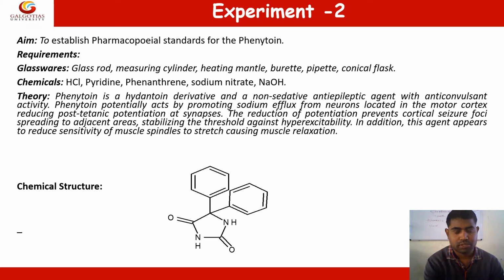Once again, let's start with the experimental aim: to establish pharmacopoeial standard for phenytoin, and what are the requirements that you require to do this experiment. The glassware requirements are glass rod, measuring cylinder, heating mantle, burette, pipette, conical flask, etc. These are required to do this experiment. The chemicals required are hydrochloric acid, pyridine, sodium nitrate, sodium hydroxide. These are various chemicals that you require to do this experiment. Now comes the next, that is the theory or principle of phenytoin.